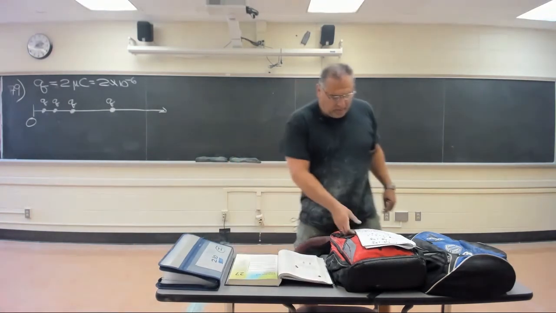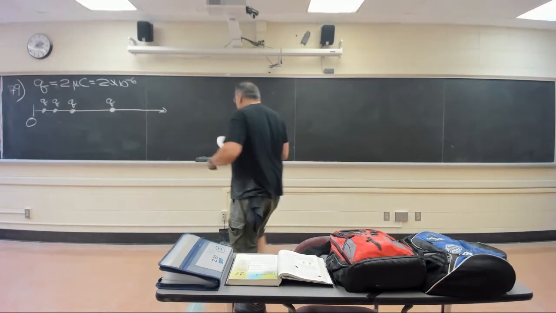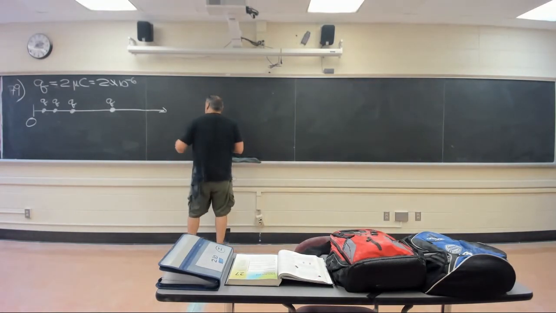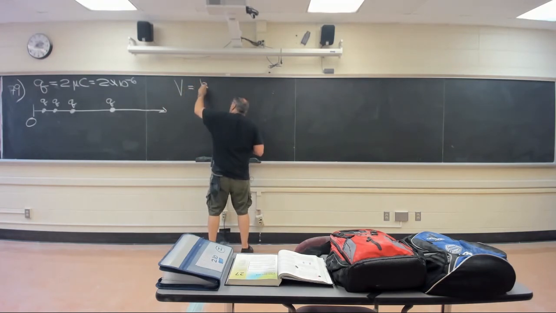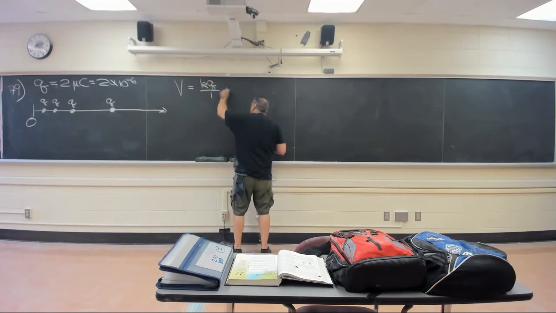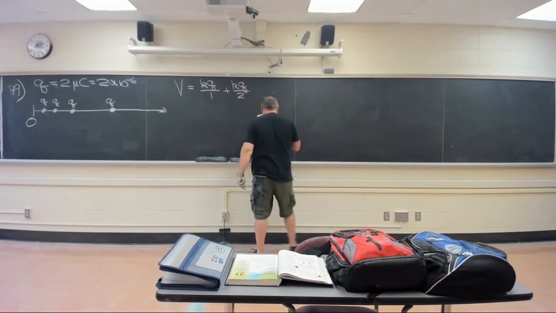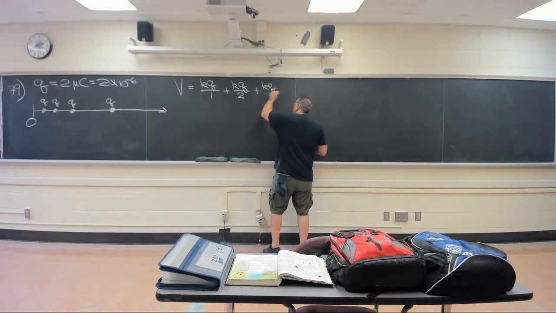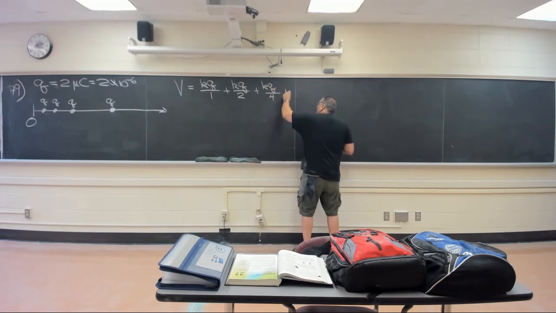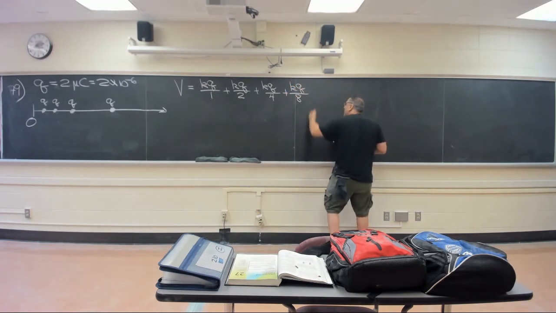A number of ways to go here. Well, let's try to make it easy. Here's V. V is going to be KQ over R, which is 1, plus the other one, also KQ over R, which is 2, plus the other one, which is KQ over R, which is 4, plus the other one, KQ over R, which is 8.